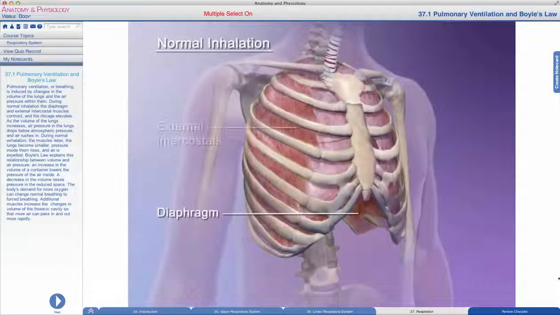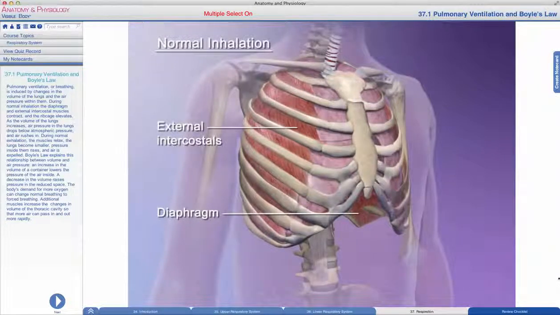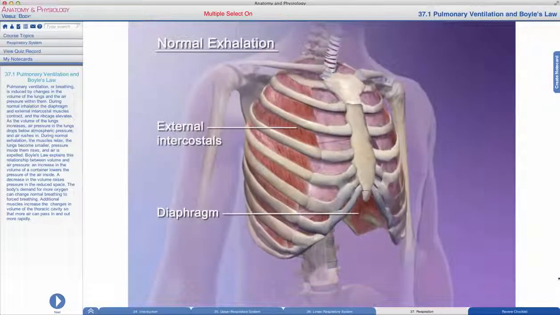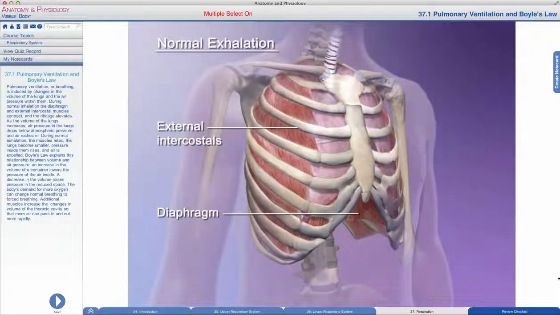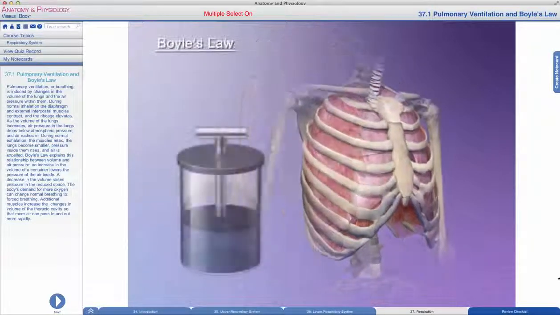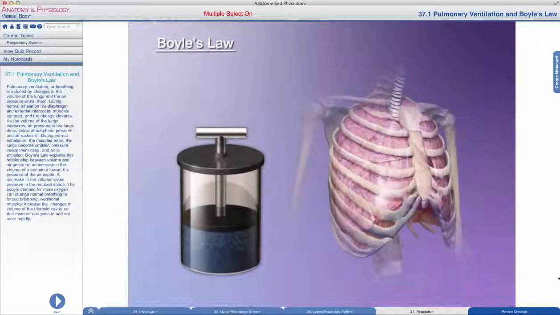During normal inhalation, the diaphragm and external intercostal muscles contract and the ribcage elevates. As the volume of the lungs increases, air pressure in the lungs drops below atmospheric pressure and air rushes in. During normal exhalation, the muscles relax, the lungs become smaller, pressure inside them rises, and air is expelled. Boyle's law explains this relationship between volume and air pressure.